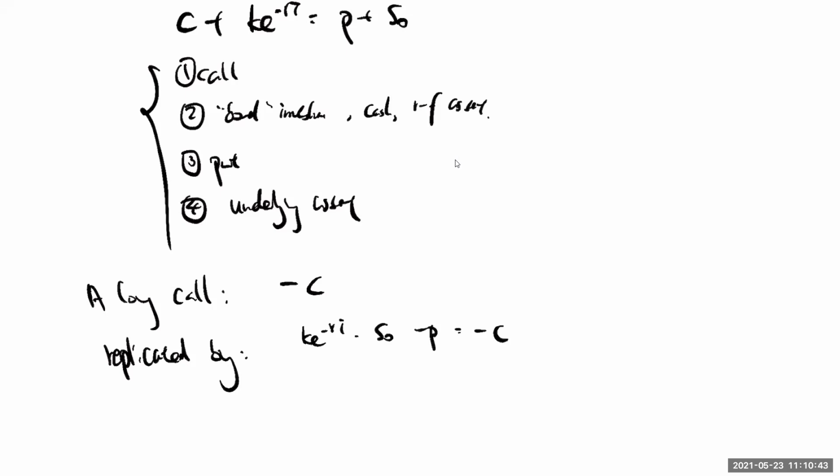If you rearrange the formula above, you get K minus RT minus P minus S0 equals minus C. Which means a long call is equivalent to this. And the reason why we care about replication in finance is because of no arbitrage.